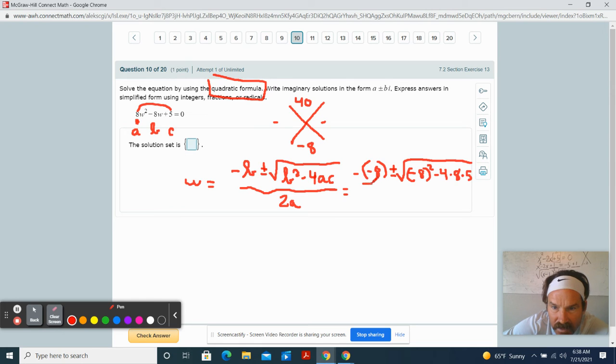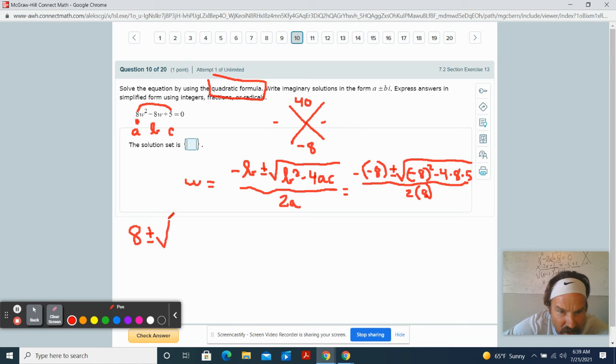And all of this is over 2a. And 2 times a is 2 times 8. Okay, so I simply just plugged in what my a, b, and c are. Now I'm going to go ahead and simplify this. So negative times a negative, that's going to be an 8. Plus or minus is always in the formula. So we don't have to remember that plus or minus like we did yesterday, because it's actually in the formula.